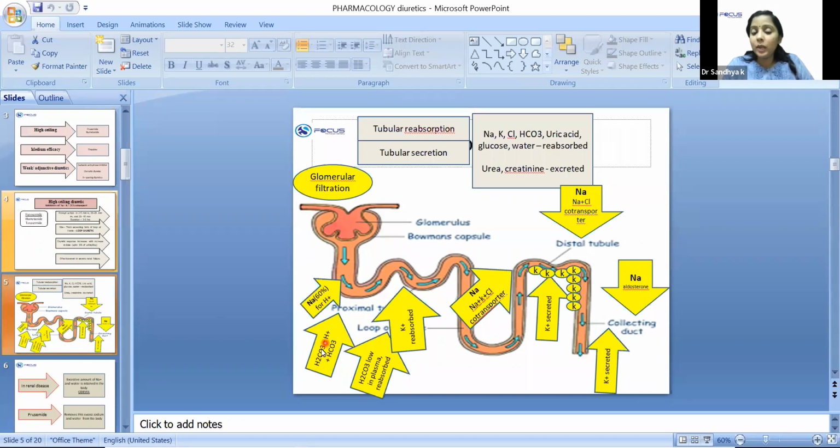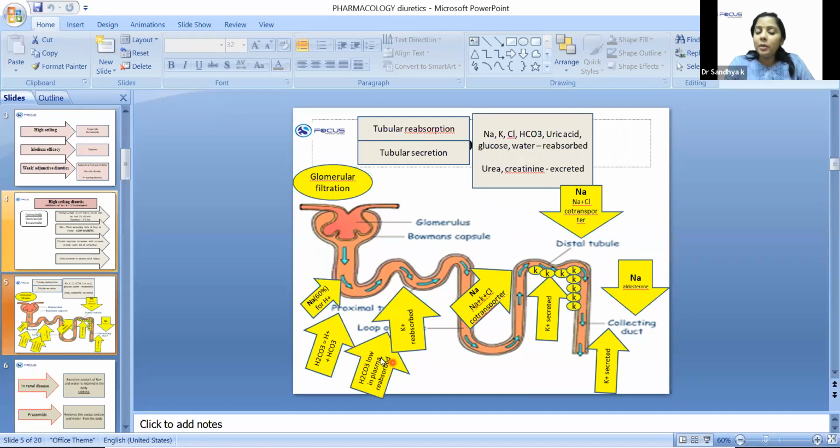Carbonic acid is broken down in the body to H+ and HCO3-, and this H+ is secreted into the lumen, and the sodium which is absorbed will combine with the bicarbonate. Since this H+ is being secreted into the lumen, urine is mildly acidic. And also potassium. Potassium is also reabsorbed along with sodium at the proximal tubule to a certain extent.